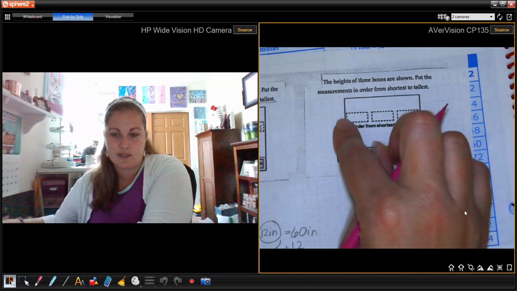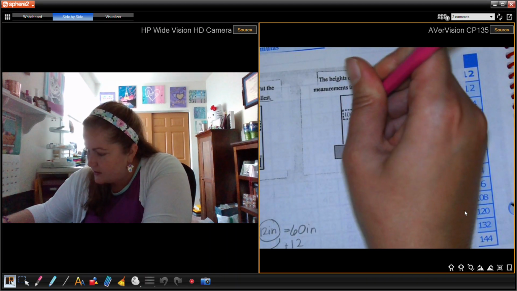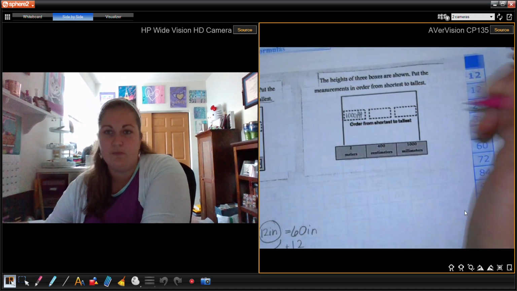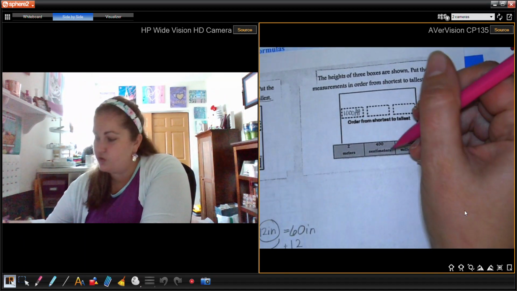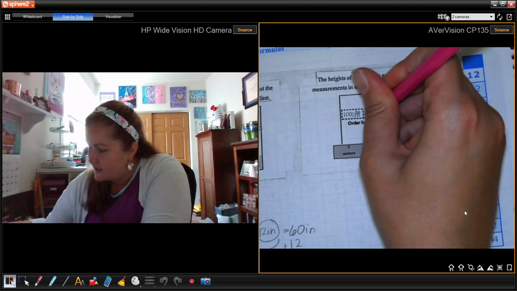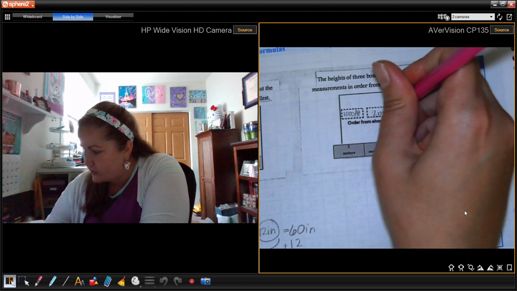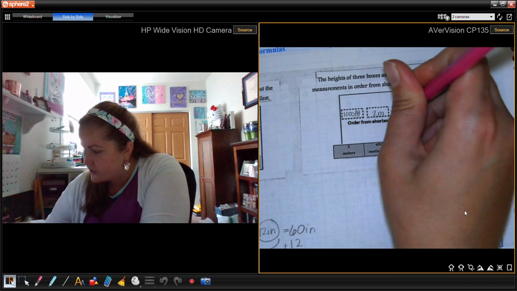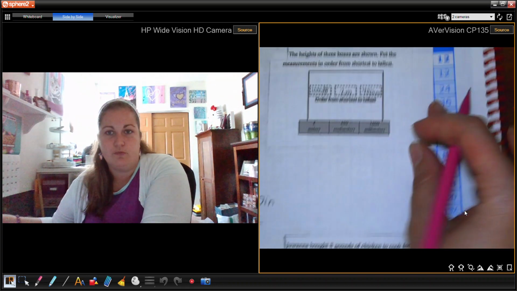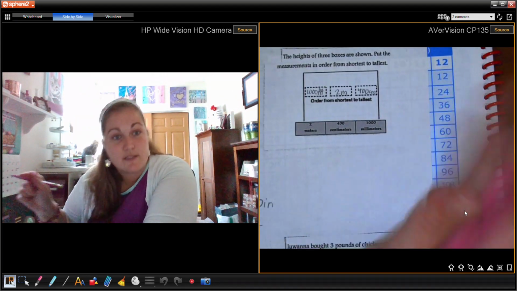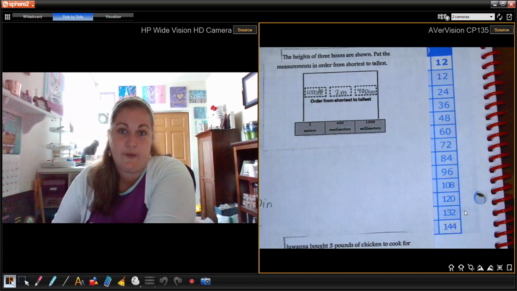So the shortest is actually going to be 1,000 millimeters, mm for millimeters. Then coming next, you have 2 meters, and then the tallest is actually 400 centimeters. Okay, and if you got that right, good job. Kind of skip through the video, go to the next problem, or you can just listen to this explanation.